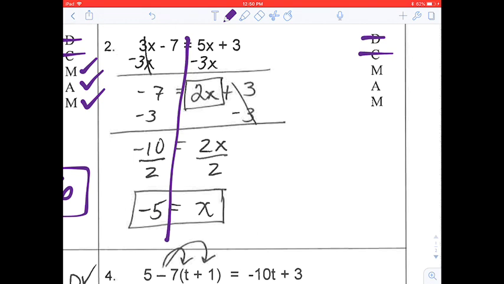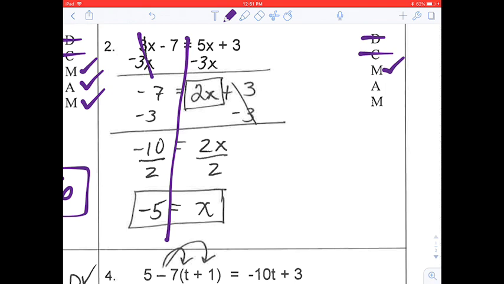So to move 3x from the right over to the left, it looks like we subtract 3x. So 3 minus 3 is 0. 5 minus 3 is 2. So 5x minus 3x is 2x. Variables are moved to the same side, so we're done with that step.